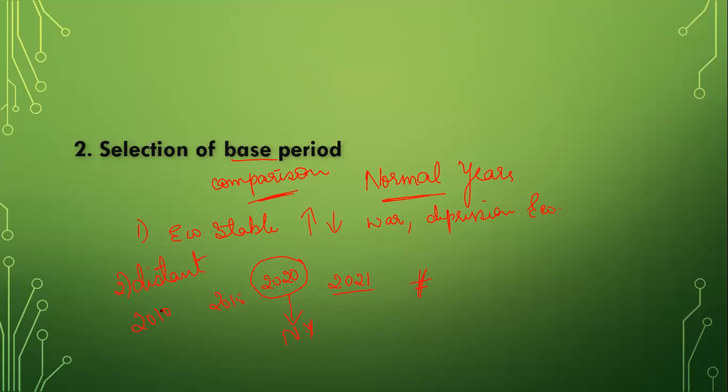Third one, depending on the situation, whatever the situation is, when you select a base period, it can be a fixed base year or a chain base. Okay, that is a chain base. It can be either a fixed base or a chain base. Now what is fixed base? What is a fixed base?